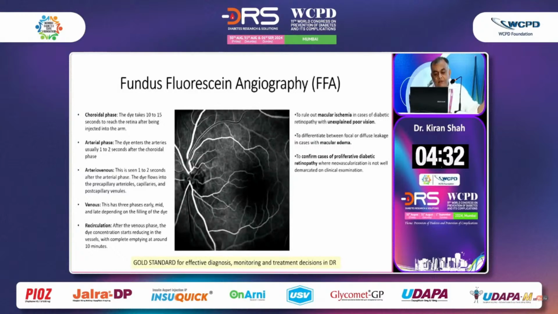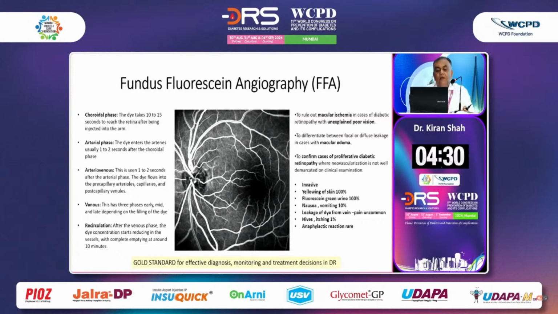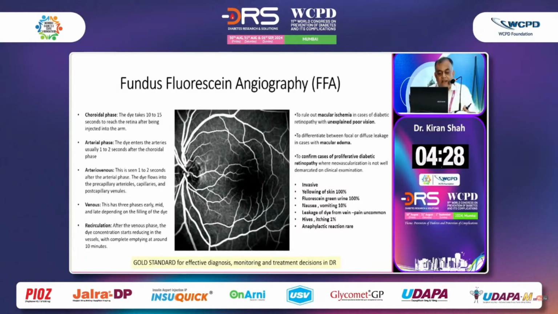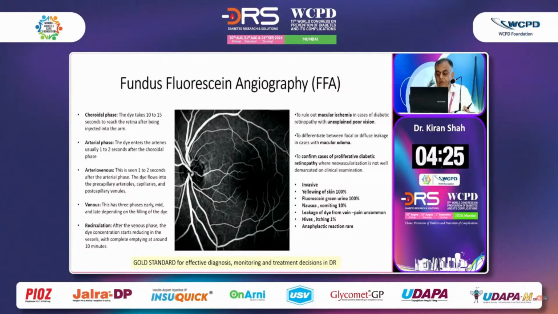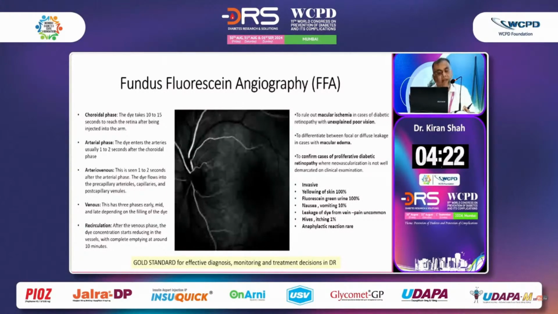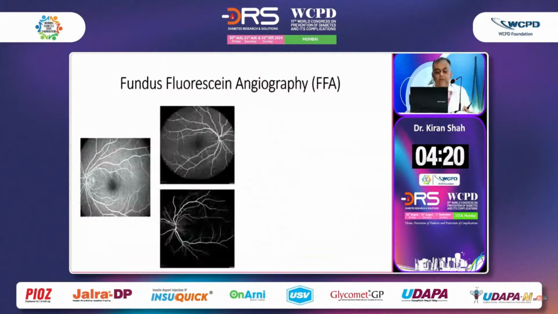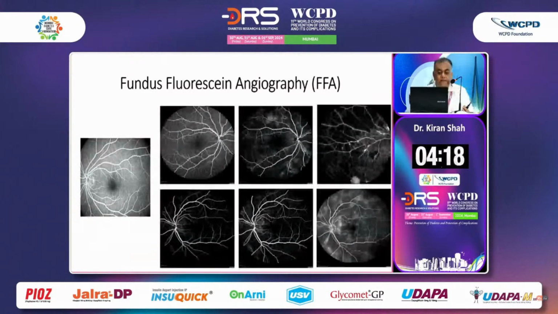So it appears like a tram-track appearance. What is difficult is that it's invasive. You have yellowing of the skin, fluorescent green urine, possibly at times nausea, vomiting, hives, and anaphylactic reaction. So that's the fundus image and FFA, and you can see as the sodium fluorescein dye passes inside, you can see the microaneurysms, the leakage, and the non-perfusion areas. This is actually what happens in an FFA.